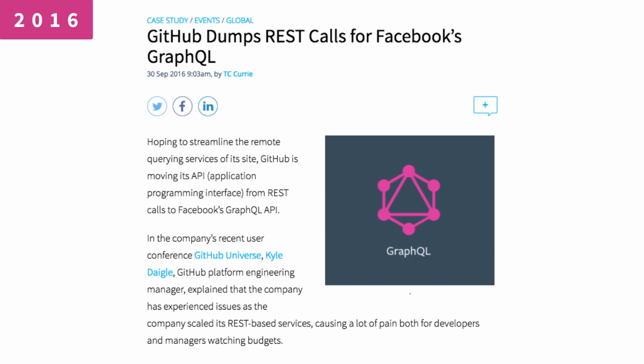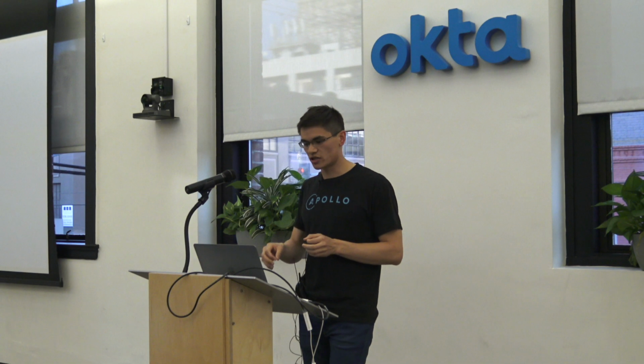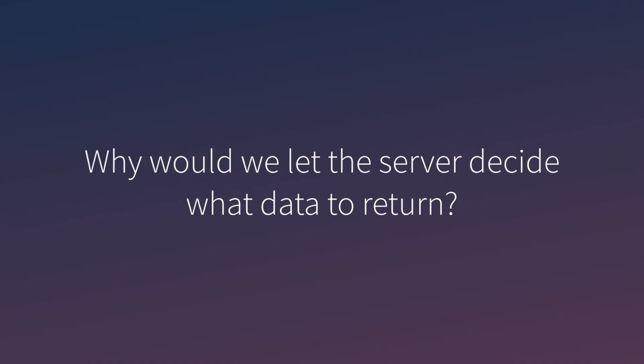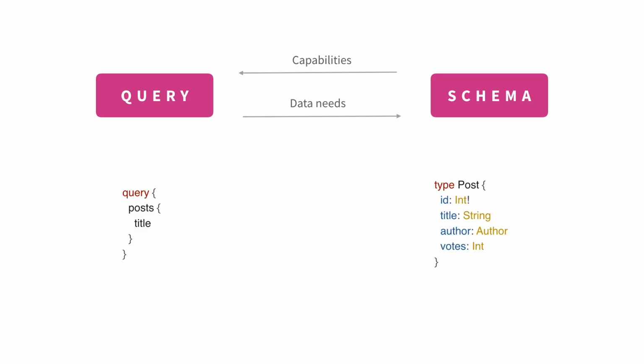So the next question is, well, what is GraphQL really? And the problem that it solves is, why would we let the server decide what data to return? The real reality of REST is the server decides, you get the data, and that's what happens. As a client developer, I want the exact data that I need. So why can't we let clients specify the data needs, and the server tells me as the client what kind of data I can request? So let's do that. That's exactly what GraphQL does.